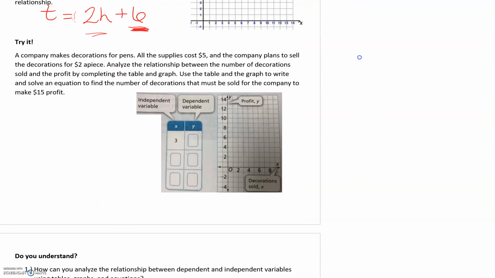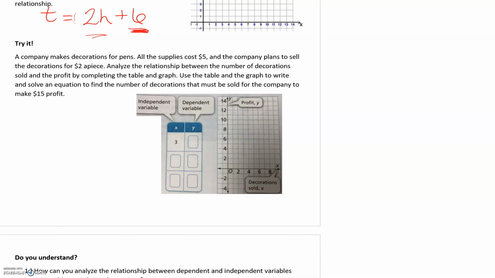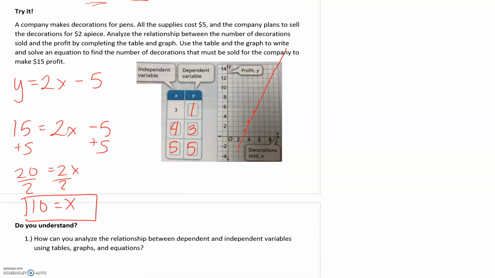All right, here's another try it for you guys. So again, pause the video, try it, and then check your work with me in just a moment. All right, here's this try it, guys. Again, in this one it was saying that it costs $5 for their supplies, and then they're selling at $2 apiece. Because they have to spend money to make money, they have a -5 to start with. They're already in the hole at -5, and then they started selling things for $2 each. So here's your equation, which relates to your graph or your table, and then here's your graph.